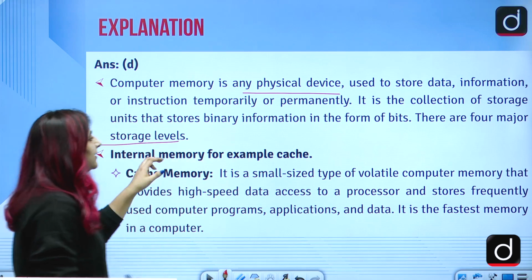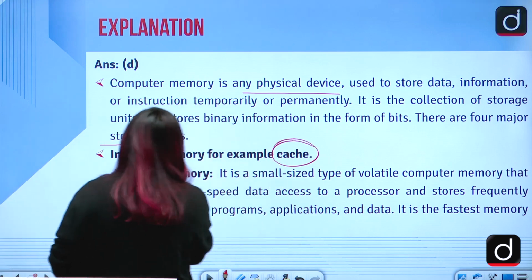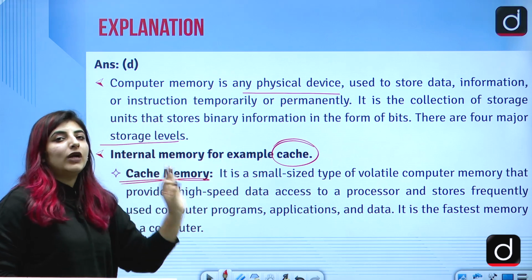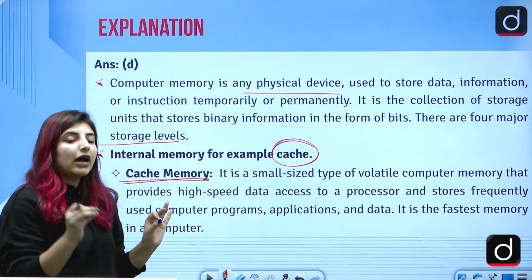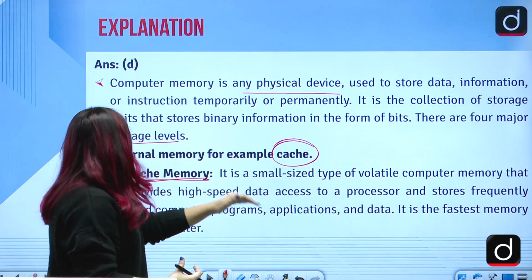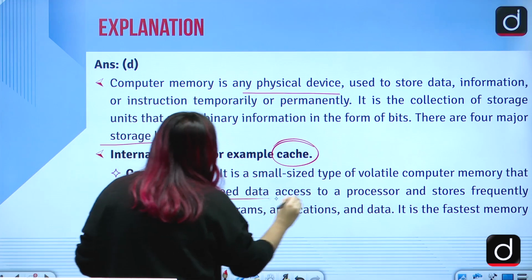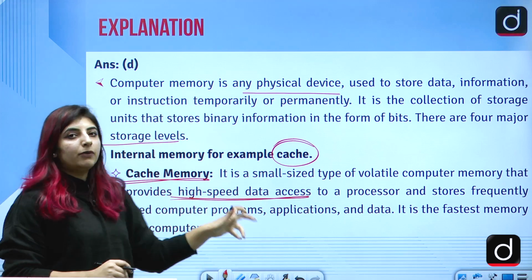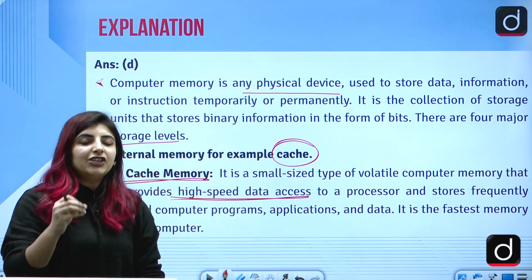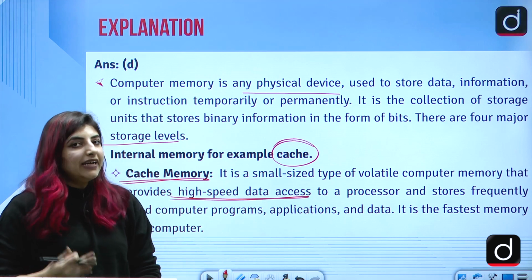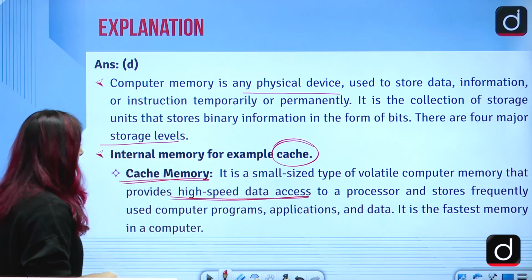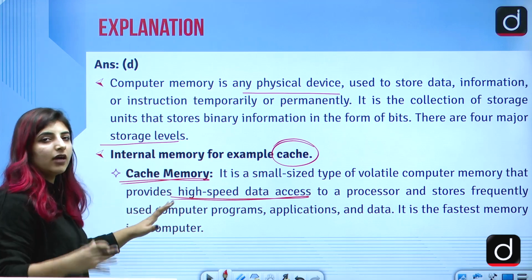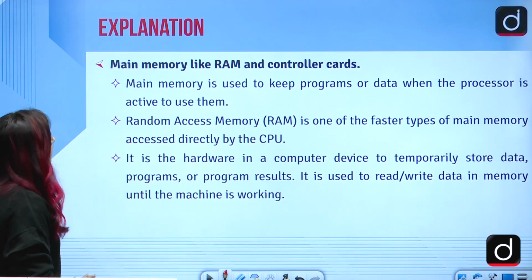Internal memory, for example, cache. So cache memory is a small sized type of memory, and it is volatile, which means it also can be deleted. It provides high speed data access to a processor and stores frequently used computer programs, correct? So in cache, whatever programs we are using every day, those things will be stored there, applications and data collectively, and it is the fastest after the CPU registers.